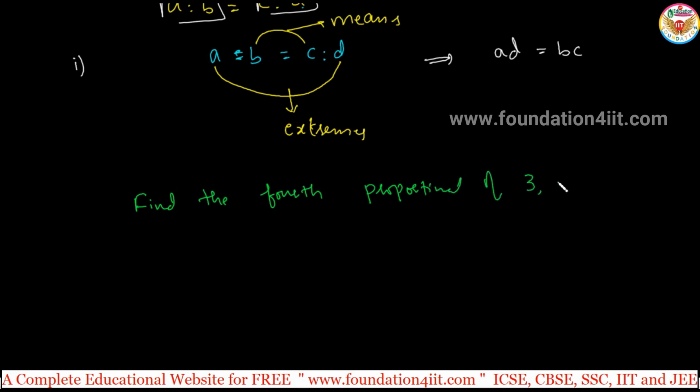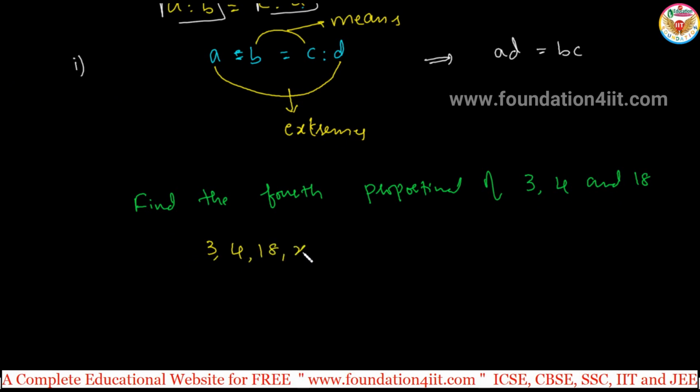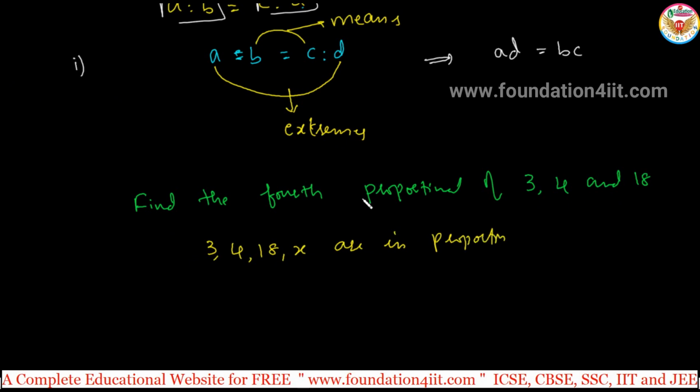of 3, 4 and 18. So 3, 4, 18, the fourth proportional you have to find out. Let the fourth proportional be x. That means 3, 4, 18, x are in proportion now. Whenever we get problems of this type, if the fourth proportional is missing, you can take it as x. If it is asking for the third proportional, you can take the third place as x.